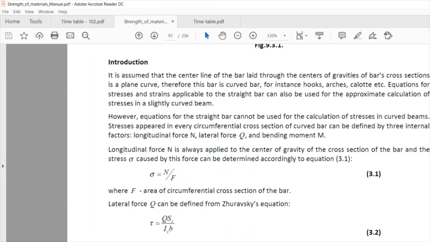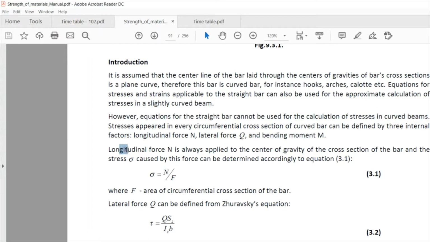So basically, equations for a straight bar cannot be used for calculation of stresses in a curved bar. The derivation of equations is different, and that's why we have this experiment in order to compare the results between a curved bar and the last experiment of a straight bar.